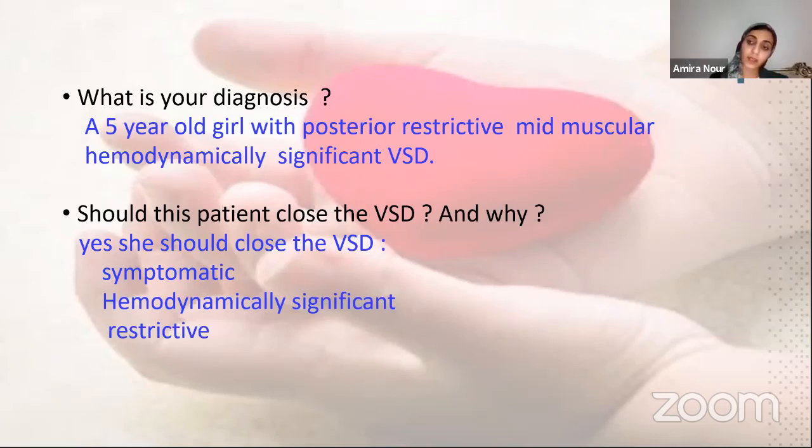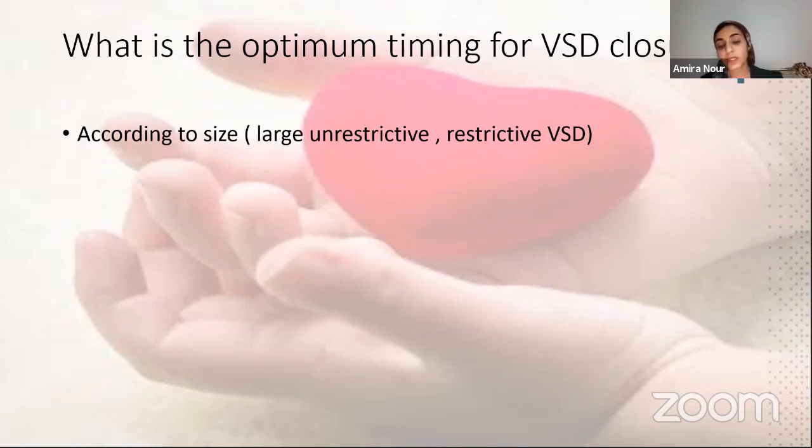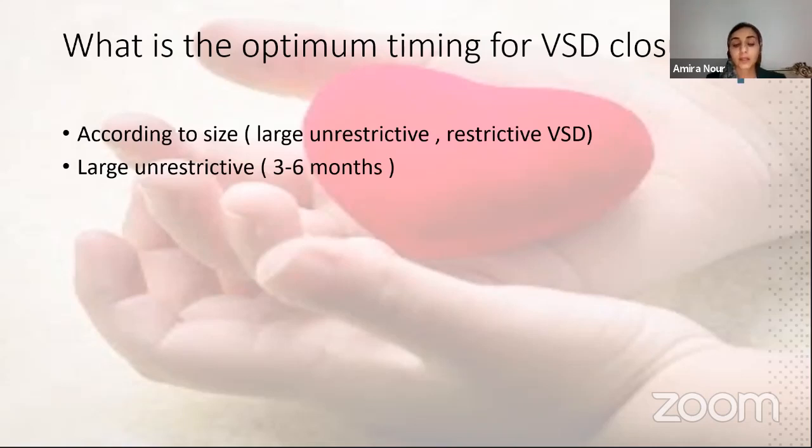Yes, before I answer your question, Dr. Soha, I just want to state the optimum timing for VSD closure as a whole, according to the size of the VSD, whether it is a small restrictive VSD, a restrictive VSD, or a large non-restrictive VSD. If you have a neonate or a newborn with a large non-restrictive VSD, we mostly wait, and the optimum time of closure is from 3 to 6 months.